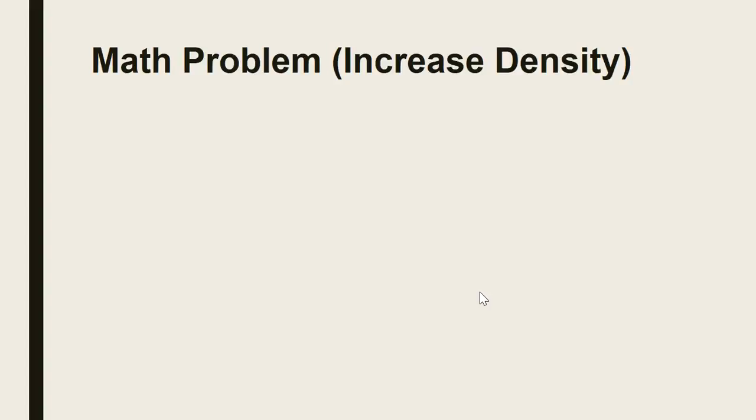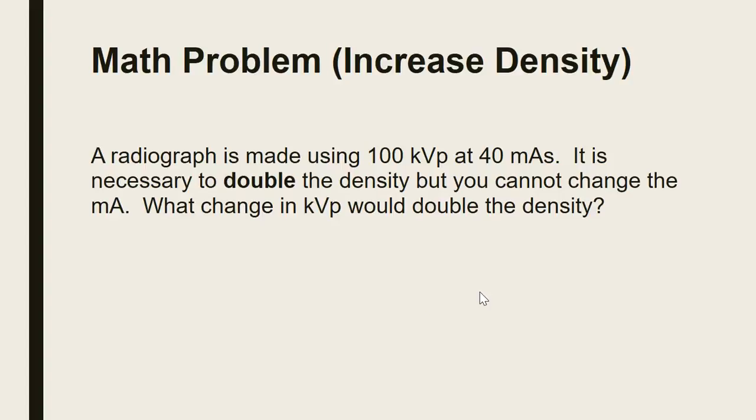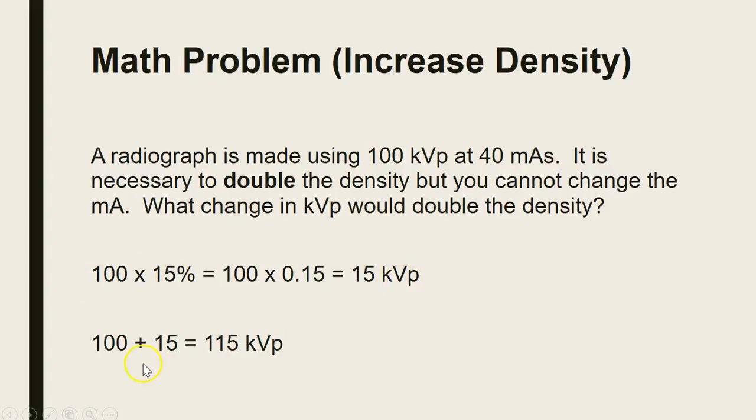So let's look at this math problem. A radiograph is made using 100 kV at 40 mAs. It's necessary to double the density, but you cannot change the mA. What change in kV would double the density? So you've already got the question right here. You have to change the kVp because you cannot change the mA, but you want to double the density. So you get 15% of 100, which is 15 kV, and you add it to the kV. Your new kV is 115.